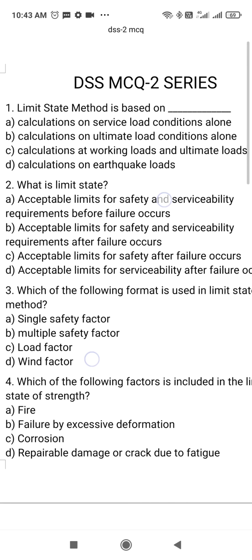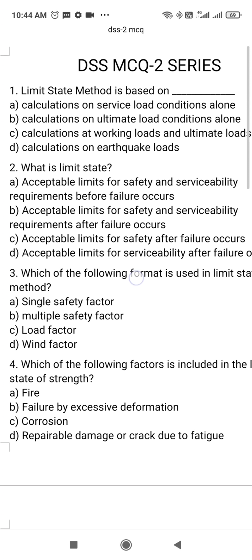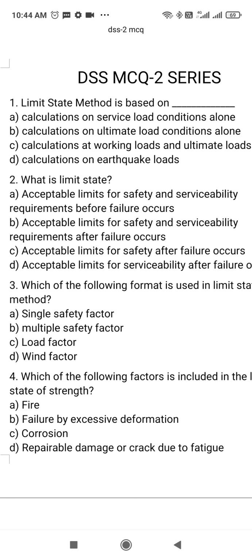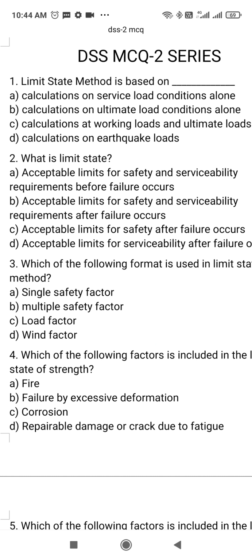Okay, so I had come with the fundamental questions which are very important from the Design of Steel Structure subject point of view. So question number 1, limit state method is based on. These are the four options: calculation on service load alone, calculation on ultimate load condition alone, calculation at working loads and ultimate loads, and the fourth one, calculation on earthquake loads. Basing upon the questions, I am trying to explain the things.